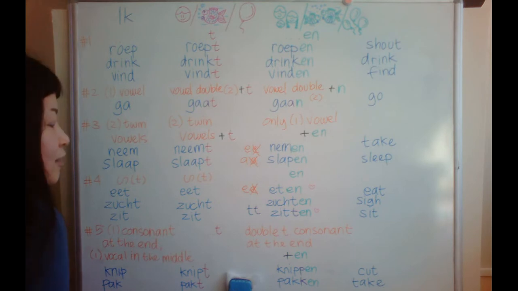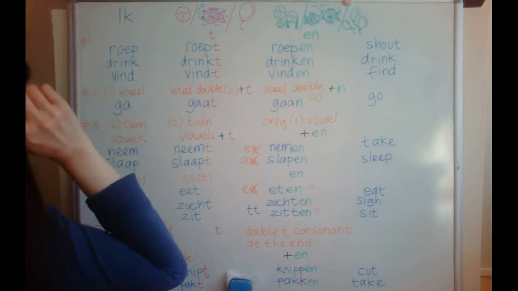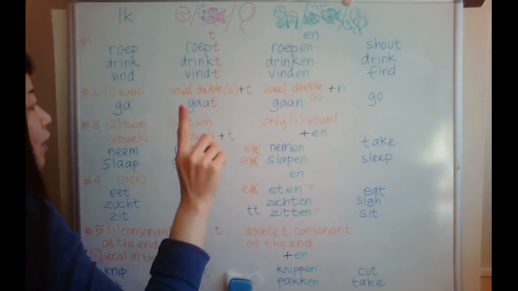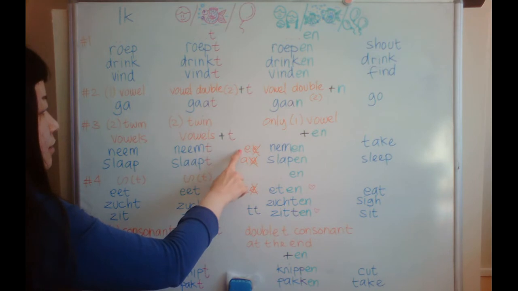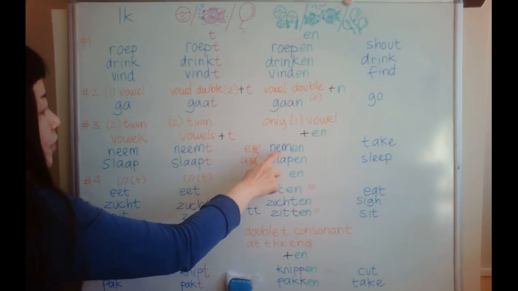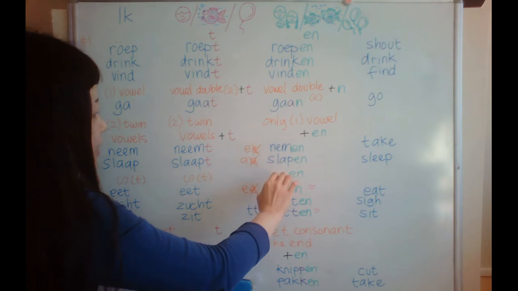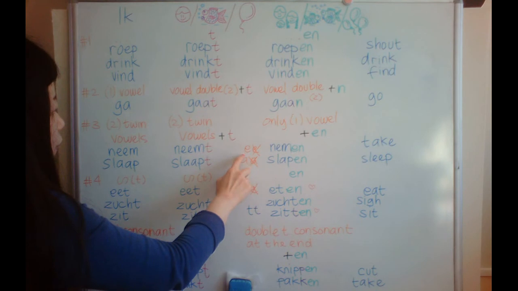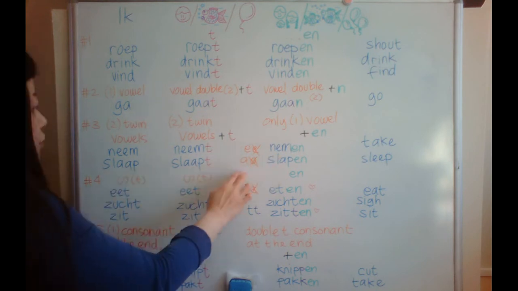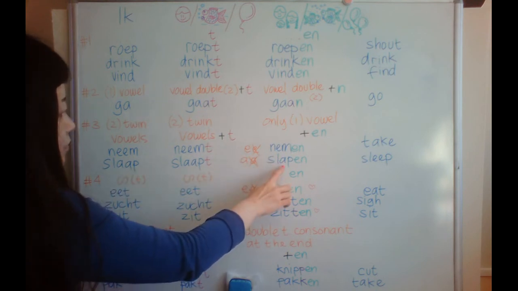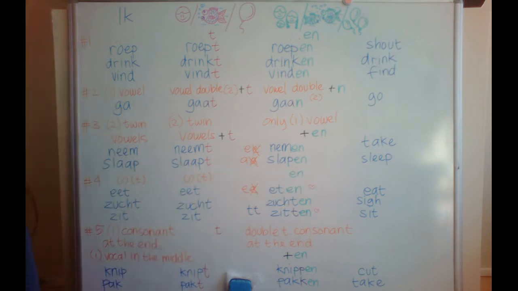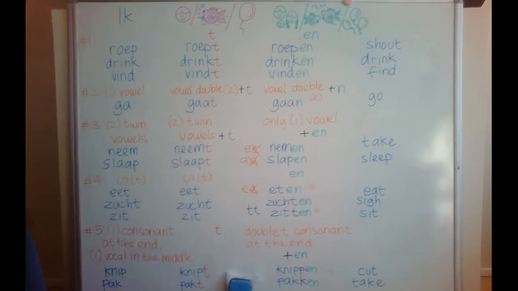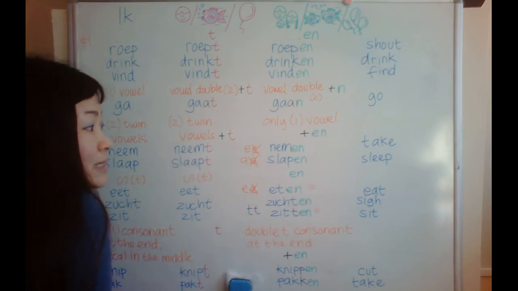And for subject that consists more than 1, the twin vowels become only 1. Here, only 1, and then you put AN or EN. This, we see here, 2, 2 become 1, 2, 2 become 1, AN. Name, named, nemen, take. Slaap, slaapt, slapen, sleep.